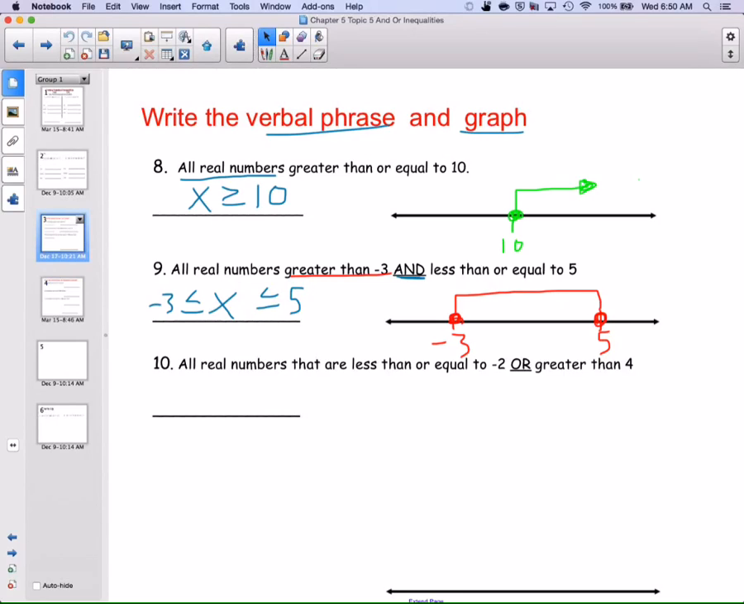So looking at number 10, all real numbers that are less than or equal to -2 or greater than 4. Okay, so since this is a situation where it's one or the other and not both at the same time, we have to write it as if it was two separate inequalities instead of looking like a combined inequality like number 9. So we're going to say all real numbers that are less than or equal to -2, okay, or all real numbers that are greater than 4.